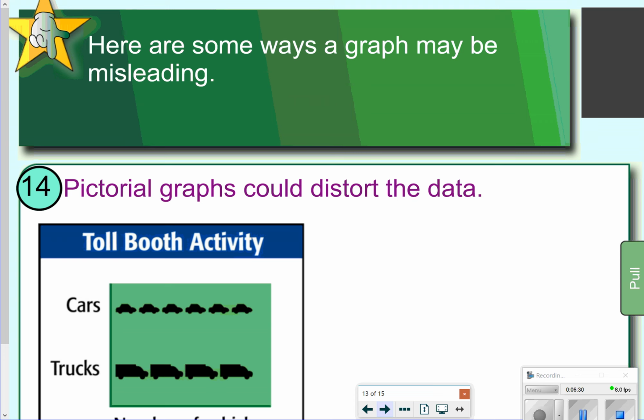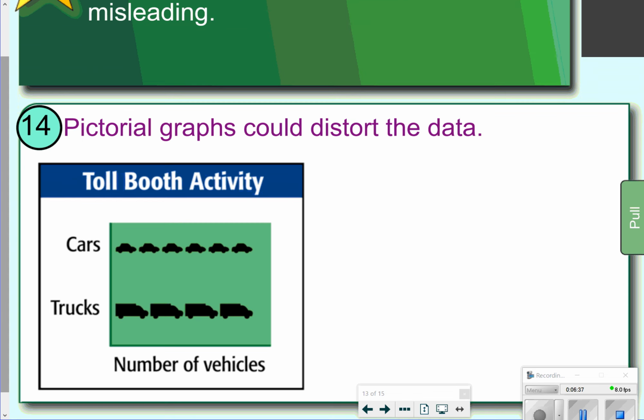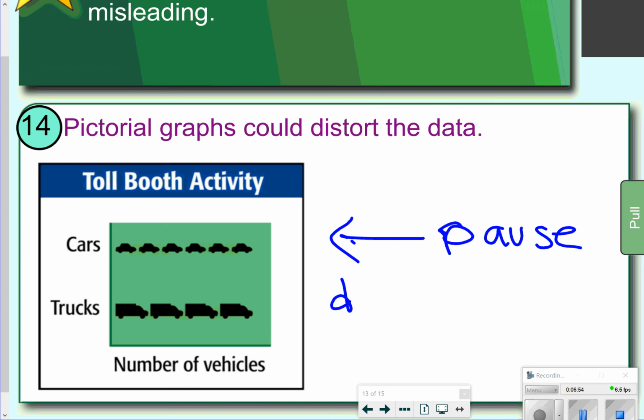The last way something could be a misleading graph is when there are pictures being used and it's distorting the data. So like if you have trucks that are much larger than the cars, it's going to look like you might have more trucks at first. So just make sure whenever you use pictures, you're using the same size. Let's go ahead and pause here and draw the graph so you can see the different types of what it's supposed to look like. And once you're done, click play.